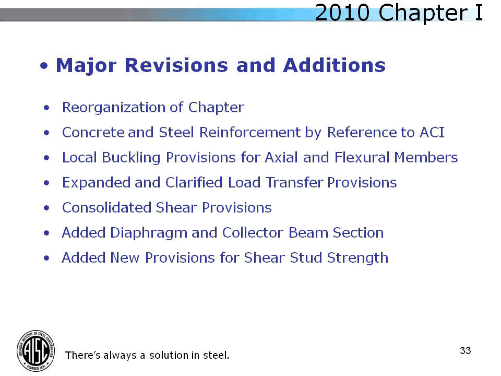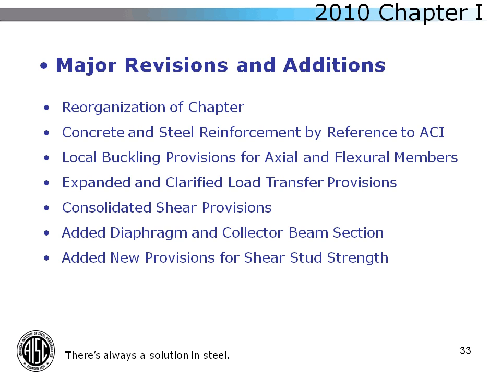So this is what we've done. Chapter I has been reorganized. Concrete and steel reinforcement provisions are now handled primarily by reference to ACI 318, which I'll discuss in a minute. We've added local buckling provisions for concrete-filled tubes. We've expanded and clarified the load transfer provisions within the specification. All of the shear provisions have been consolidated into one new section.